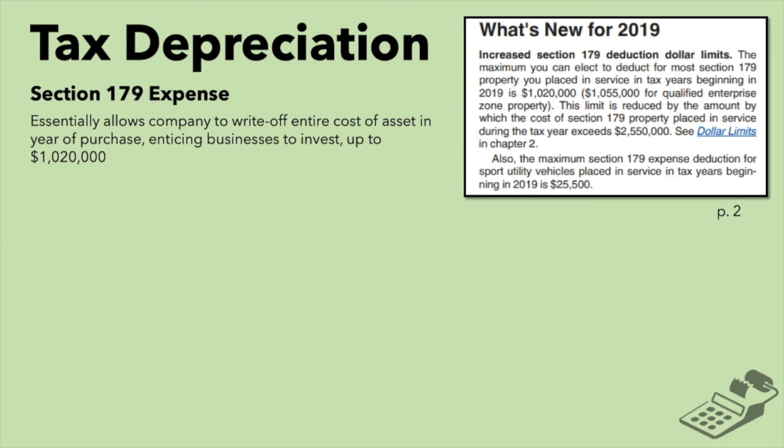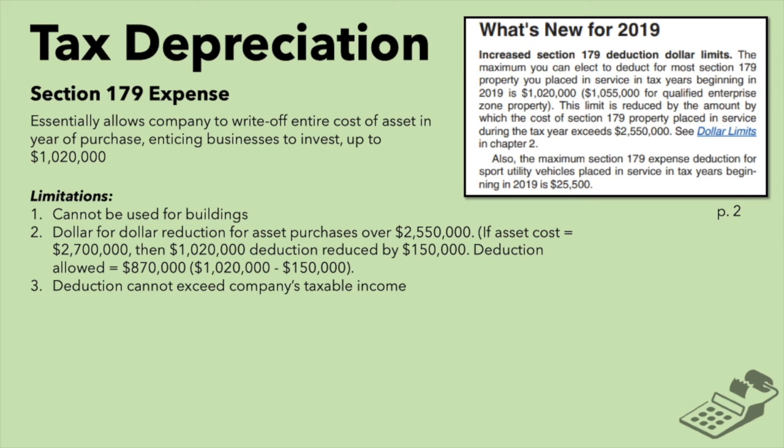So, what are we talking about? Essentially, Section 179 allows a company to write off the entire cost of an asset in the year they purchase it, which entices businesses to invest, right? So, this cannot be used for buildings. There's a dollar for dollar reduction for asset purchases over $2,550,000. So what does that mean?